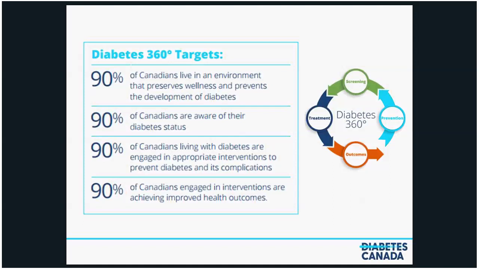All of these first three targets are driving towards the fourth target, which is that 90% of Canadians who are engaged in these interventions should be achieving improved health outcomes. Those are health outcomes both in terms of their average blood sugar, say, or their blood pressure or their lipid profile, but also in terms of how they feel, their sense of well-being. So Diabetes 360 is a framework for achieving these targets, and it recommends a number of actions to achieve them that I'll come back to in a few minutes and share with you.